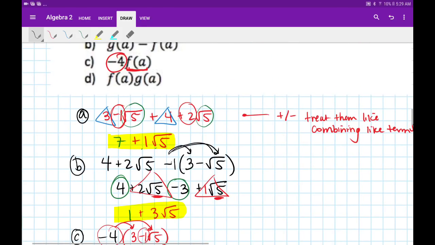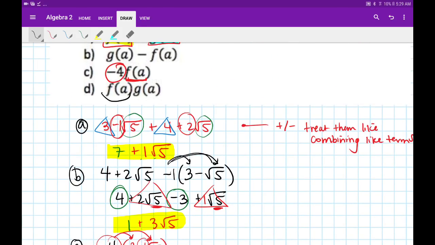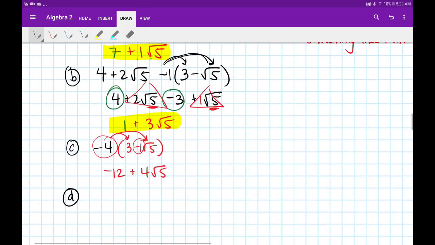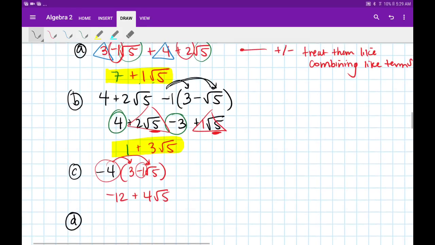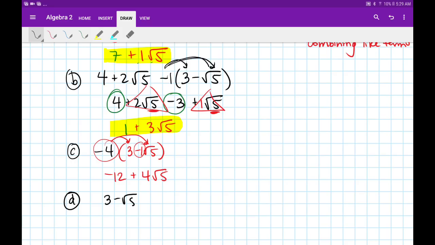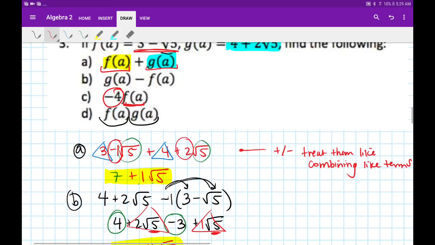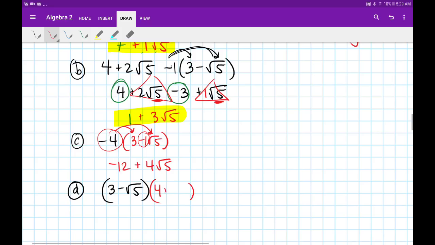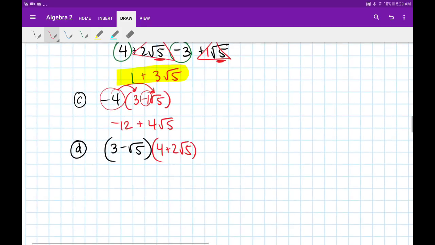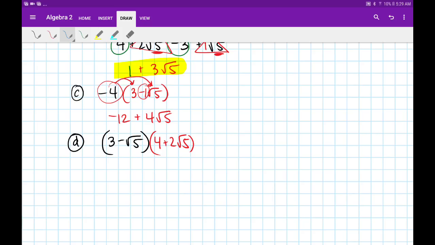Let's do one more example, D. So now I'm taking f of a times g of a. So I'm going to multiply them together. So f of a is 3 minus root 5. And I need to multiply that with g of a, which is 4 plus 2 root 5. All right, let's practice. We need to FOIL. So 3 times 4 is going to give me 12. 3 times plus 2 root 5, so the outside numbers again multiply. That gives me plus 6 root 5.